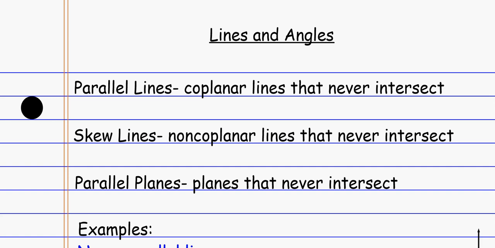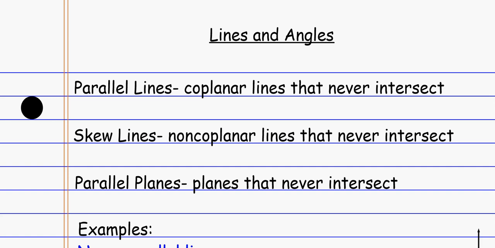We have another type of lines that don't intersect, but they're basically not on the same plane. Skew lines are the ones that are non-coplanar lines that never intersect. And we'll see an example of those in a second. It's kind of hard to describe when we're just talking about it or trying to show it here, because once we get into skew lines, we have to start thinking in terms of 3 dimensions.